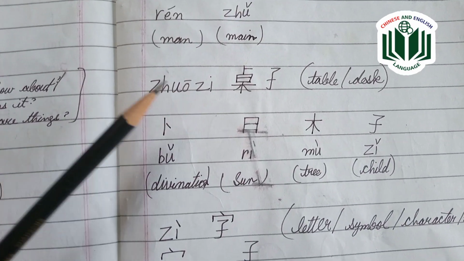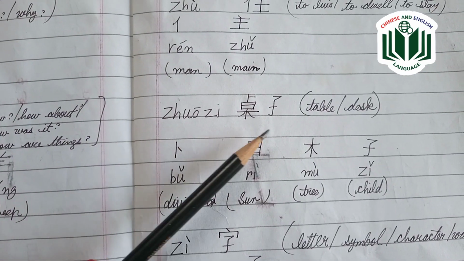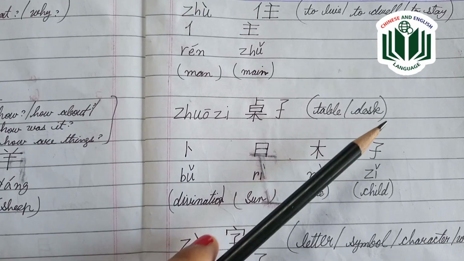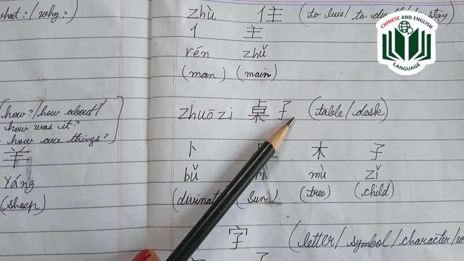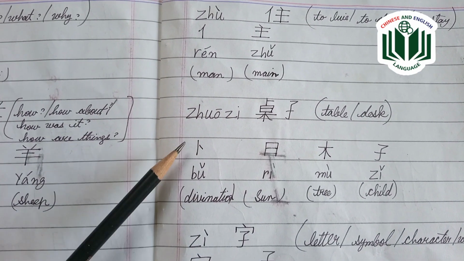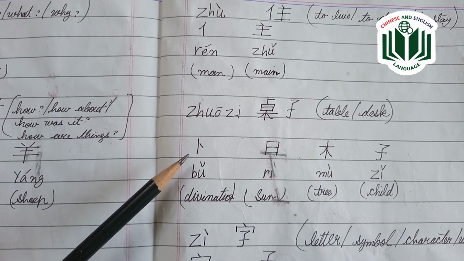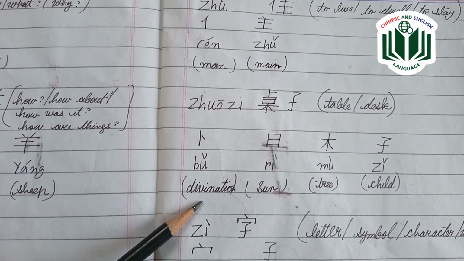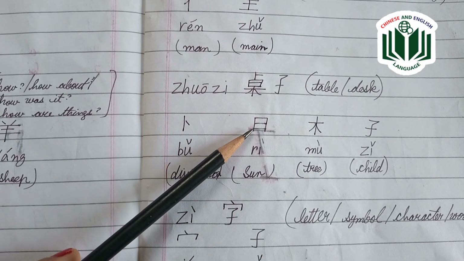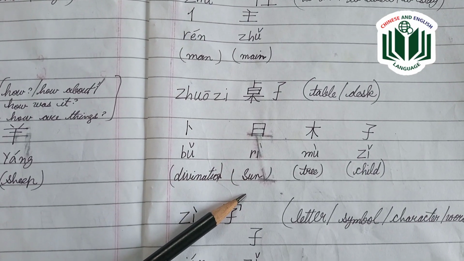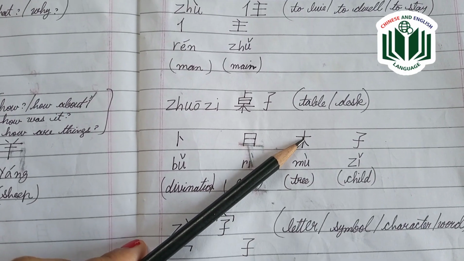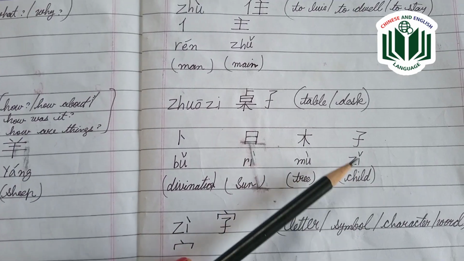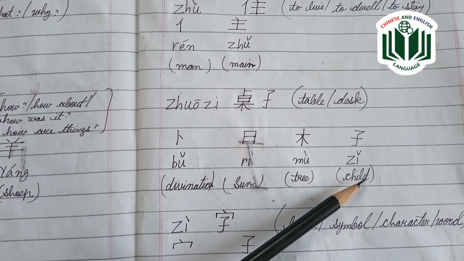Zhuō. Zhuō means table or desk. Look at the character, and these are the radicals. Bǔ. Bǔ means divination. Rì means sun. Mù. Mù means tree. Zi. Zi means child.